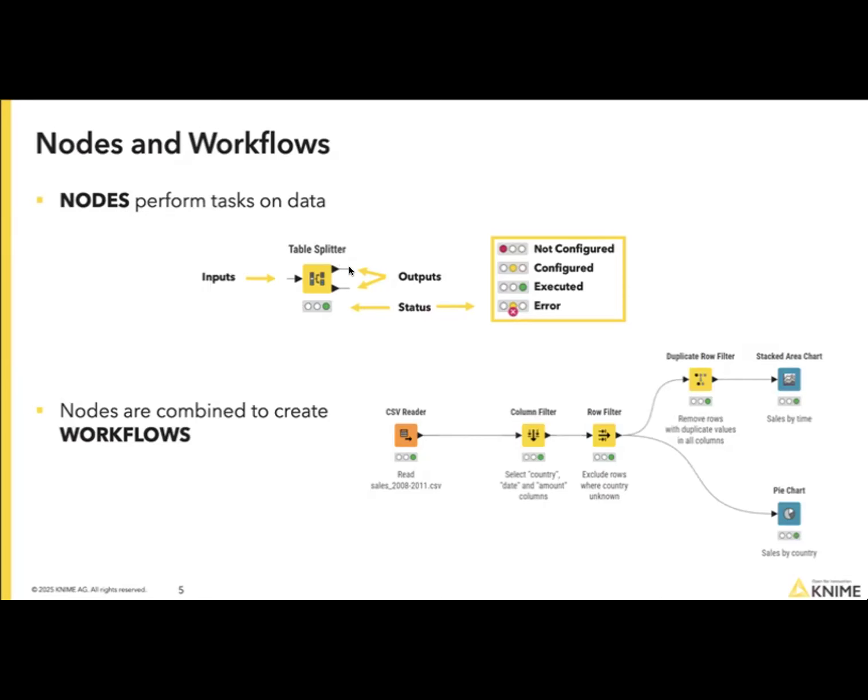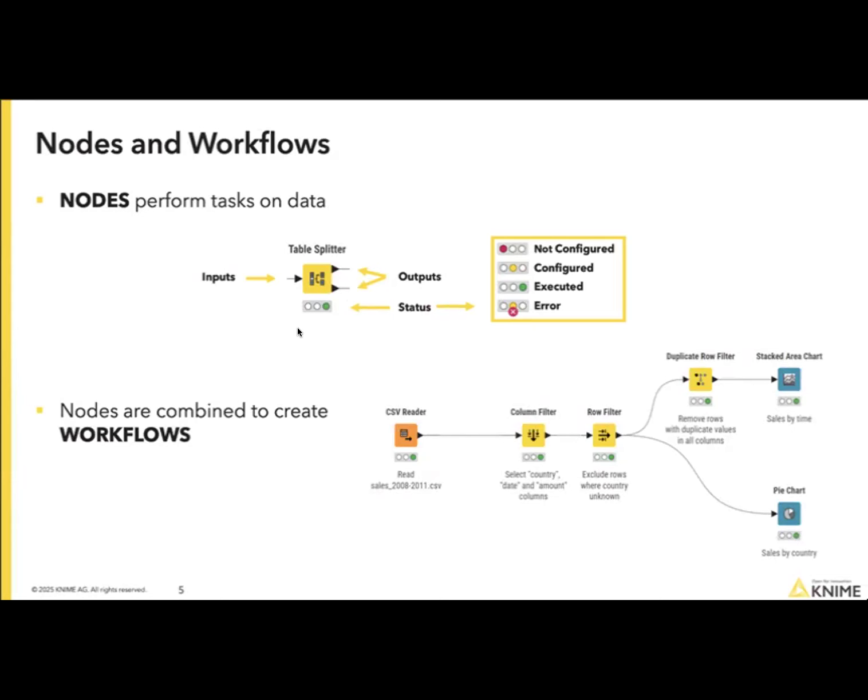And how do you know if this node has been configured properly? How do you know if this node has already been executed such that you have the tables here to the right? You look at this traffic light metaphor here at the bottom of every node. So if it's red, it means that the node has not been configured yet. You cannot really execute it. You still need to specify how the task needs to be executed. If it's yellow, it means it's been configured. So the node knows how to execute the task, but it hasn't executed that yet. So you don't have the outputs yet.